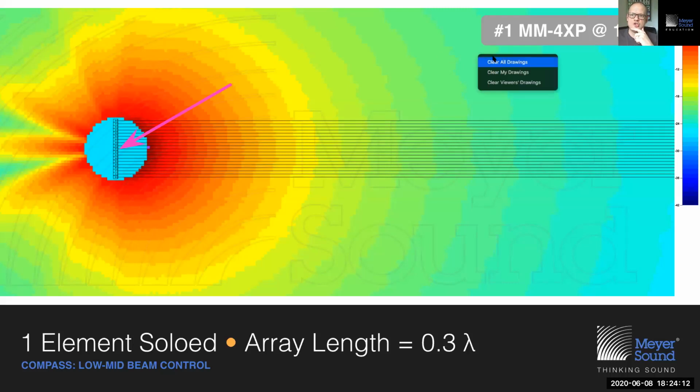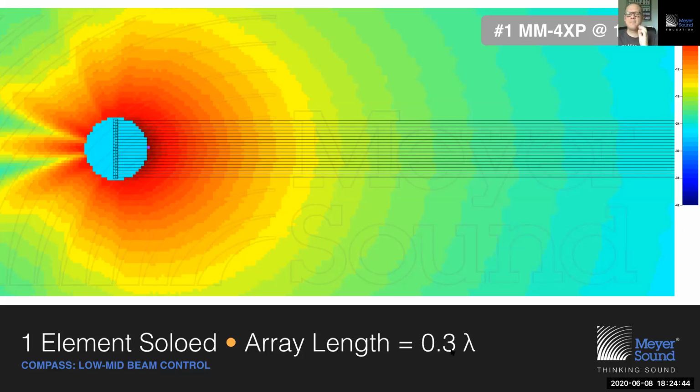And notice that at 1 kilohertz, my MM4XP is roughly 3 times smaller than a 1 kilohertz wavelength. So the length of the array, well, I wouldn't call it an array, it's one loudspeaker, but strictly speaking, the length of the array is 1/3 of a 1 kilohertz wavelength. And well, it's not omnidirectional, but it's well over hemispherical.